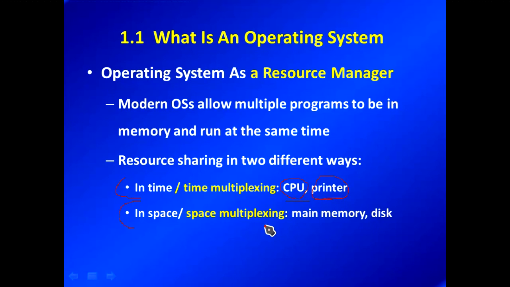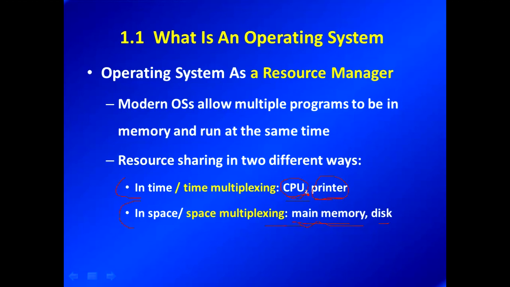And for the second sharing way, the typical example is memory or disk. It means multiple programs can share the main memory or disk. When a program occupies the CPU or the printer, it can use all the resources in this CPU or all the hardware in this printer. When the CPU is allocated to program one, the program will just take the CPU, or take all the part of the CPU.